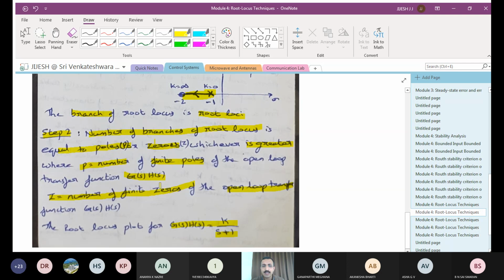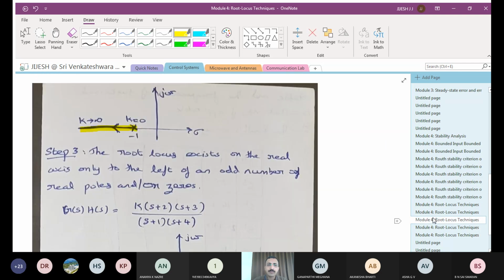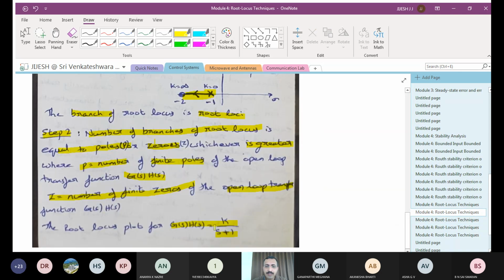And then you have the number of branches; how many branches there will be is given by whichever is greater. If you have, like, two poles and three zeros, then the number 3 is greater, so you will have 3 branches. These are some of the points you have to make a note of. So we can take k divided by s plus 1 as an example, and you can see how many poles are there.